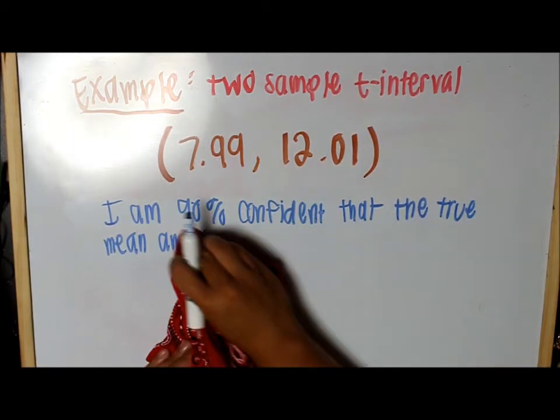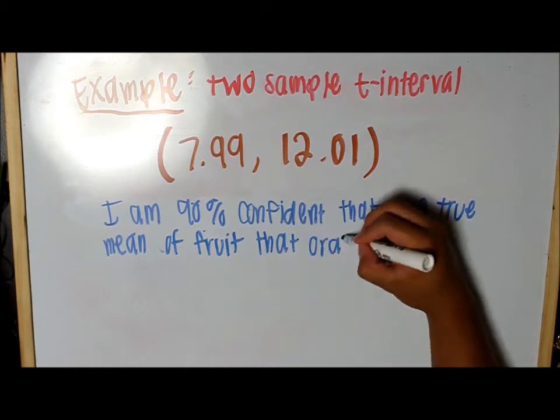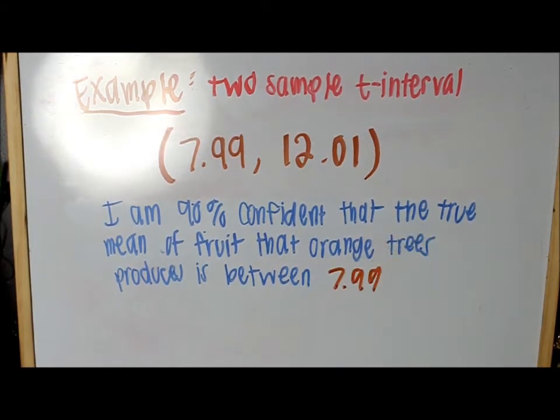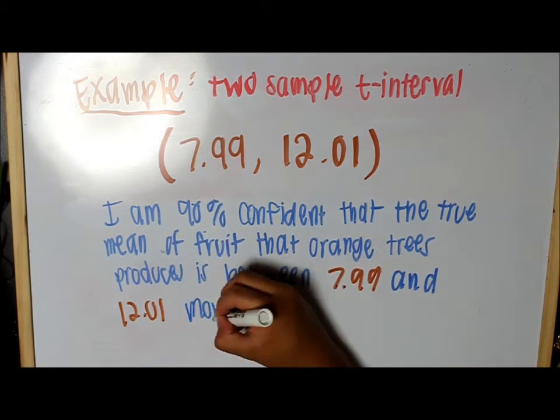You would then conclude that I am 90% confident that the true mean of fruit that orange trees produce is between 7.99 and 12.01 more than apple trees.